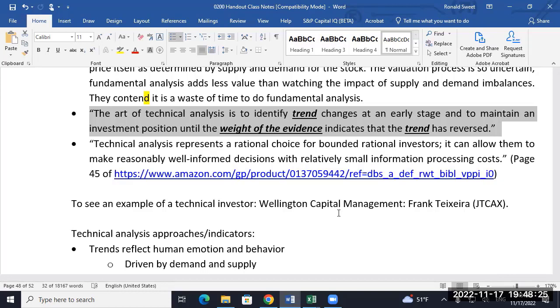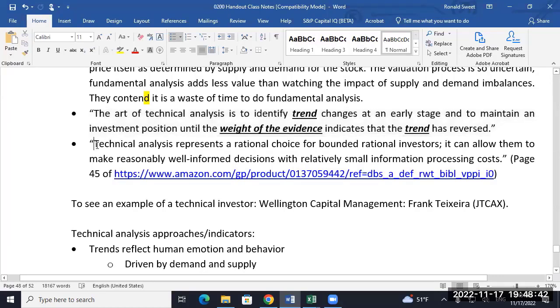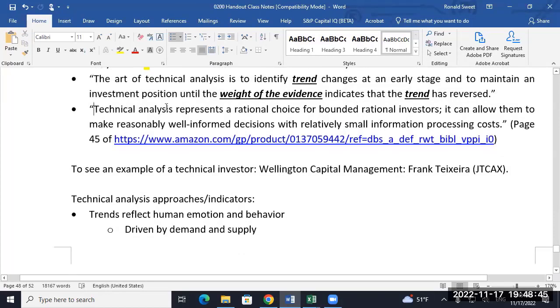If you look at 2009, man, the stock market shot back up really, really fast. So sometimes you don't have time to look back. In 2020, you remember that sharp V, you'd have to get onto the wave pretty fast. And so the argument, this is from Dalquist, is that technical analysis represents a rational choice.